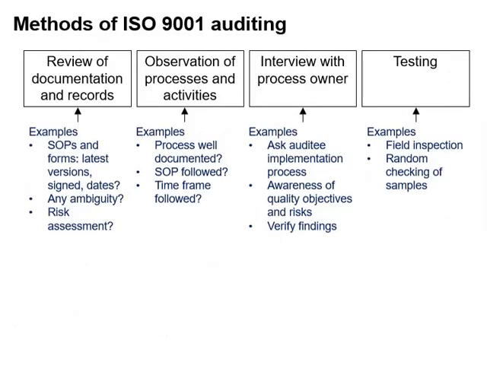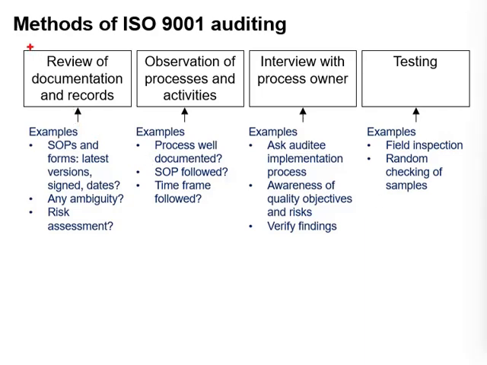Now, in this video, we're going to talk about the methods of ISO 9001 auditing, which can be categorized into four methods. Normally, in the auditing exercise, we will try to diversify the use of methods. Instead of fully focusing on one method, where there may be limitations and gaps, it is recommended that you use different methods to complement each other.